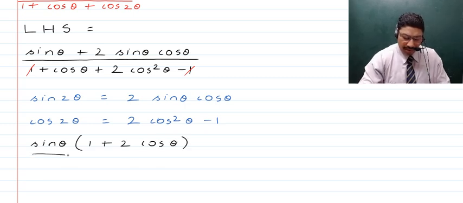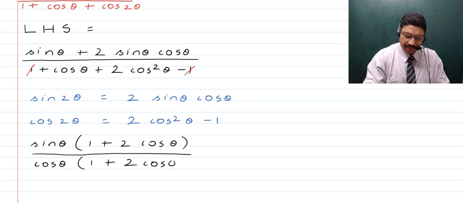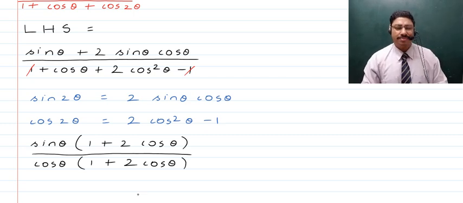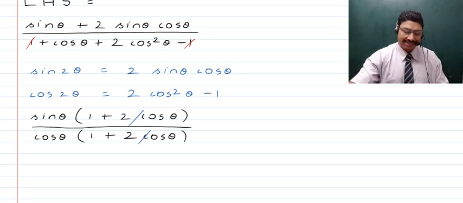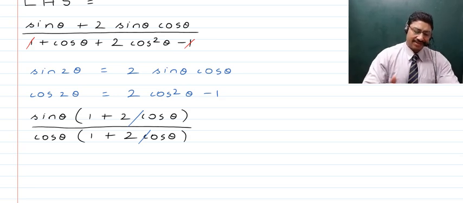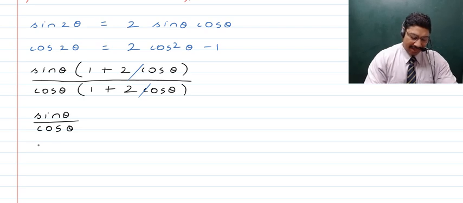Now children, in the denominator you also have cos theta common outside, and inside you'll be left with 1 plus 2 cos theta, right? And then further you get to see that 1 plus 2 cos theta is common to the numerator and the denominator, and is in multiplication. As such, it is going to get cancelled. Now you are just left with sine theta upon cos theta, and as you all know, sine theta upon cos theta is equal to tan theta.